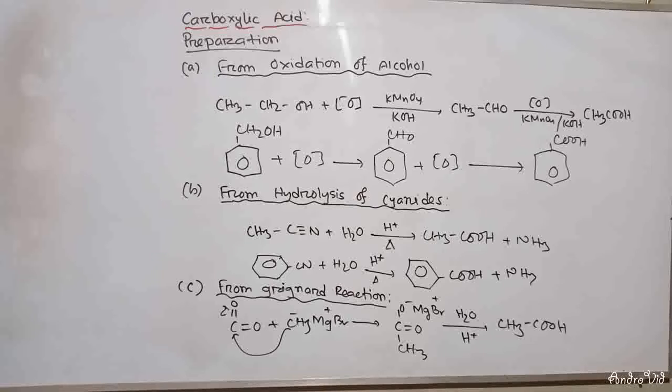So these are the processes to basically produce carboxylic acid. First process is from the oxidation of alcohol, second process is from hydrolysis of cyanide, and third process is from Grignard reaction or by using Grignard reagent.